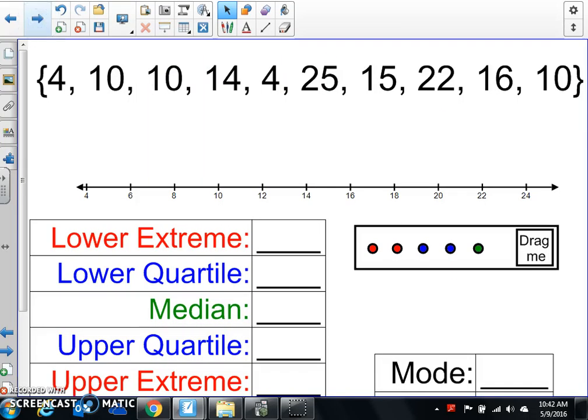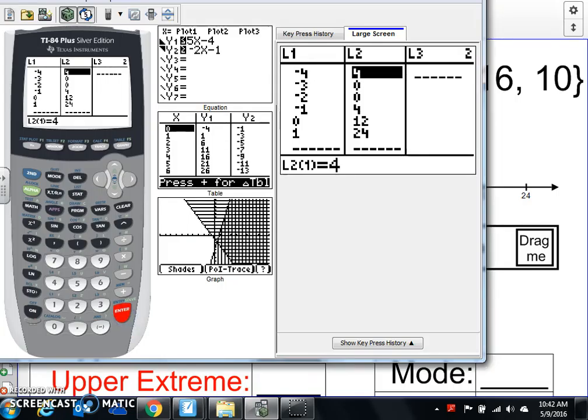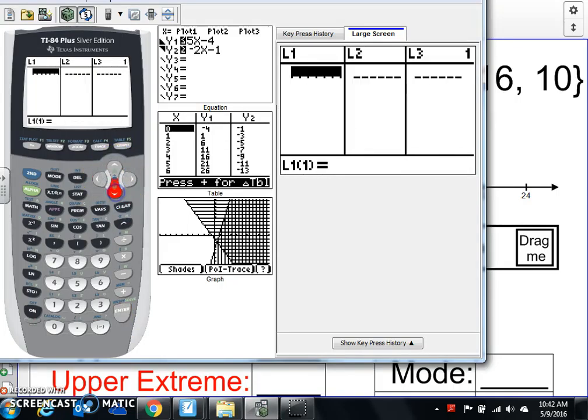Let's get down to some of the questions. All right, so let's go ahead and make one real quick. So the first thing we're going to do is we're going to grab our calculators and we're going to put those numbers into our stat plot. So grab your calculator, you go to stat, edit, clear out anything you currently have in there. And then now we're going to put in our values.